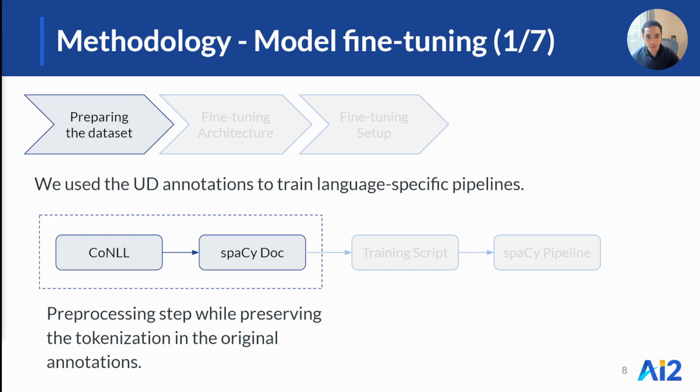Then we proceed with model fine-tuning. There are also 3 steps. The first is preparing the dataset, then setting up the architecture, and the fine-tuning proper. Preparing the dataset is straightforward. We converted the CoNLL-U files into spaCy Doc objects. It is a special type of data that is useful for the spaCy library. We also ensure that we preserve the tokenization when converting into this format because spaCy itself has its own tokenizer.